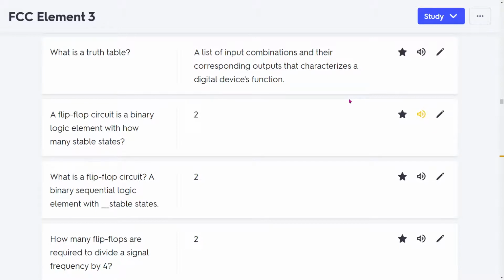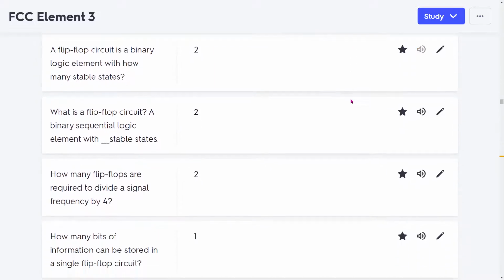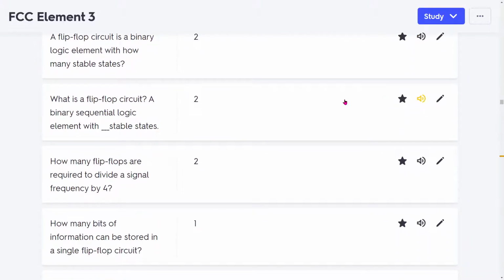A flip-flop circuit is a binary logic element with how many stable states? 2. What is a flip-flop circuit? A binary sequential logic element with two stable states. How many flip-flops are required to divide a signal frequency by 4? 2.